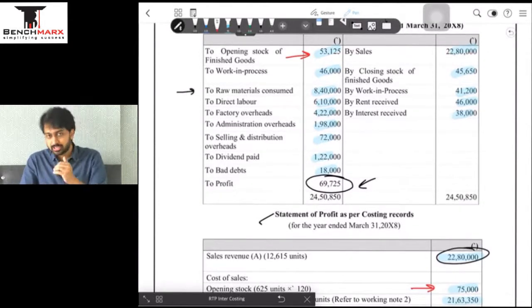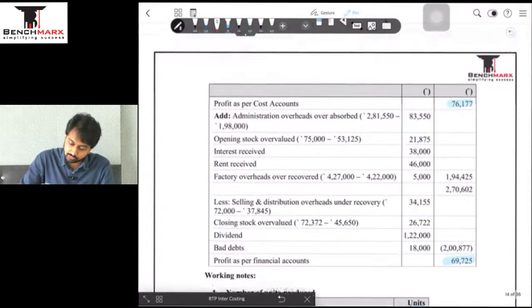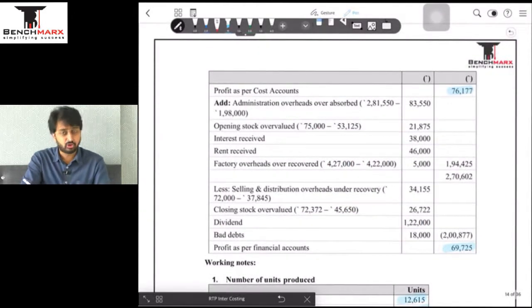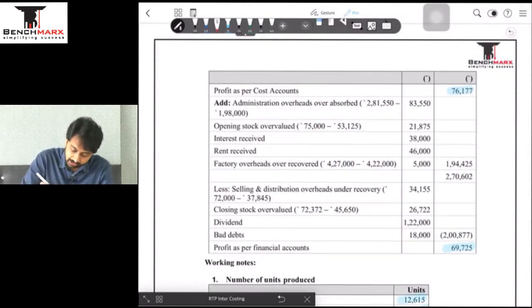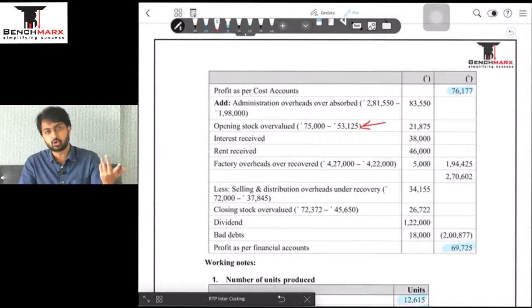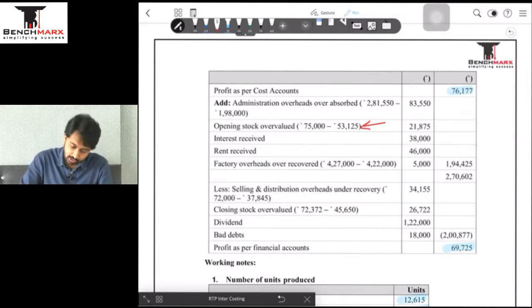That means opening stock is a cost item. That means the cost is more in cost records, which means the profits are less because of cost being more. The profits are less in cost records. That means this profit of 76,000 is less. We are going from less to more. So I will add the difference between the opening stock, and it will be an addition to my costing records profits. Because the cost was more, opening stock being a cost item, the profits are less in cost, which means 76 is less. We are going from less to more. I will do add. Let's move ahead.